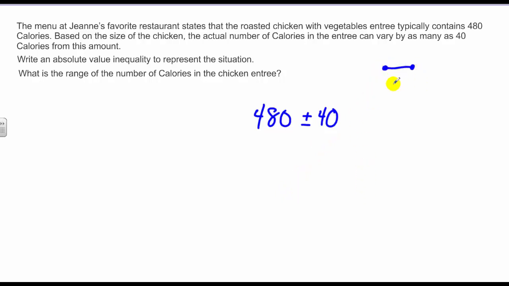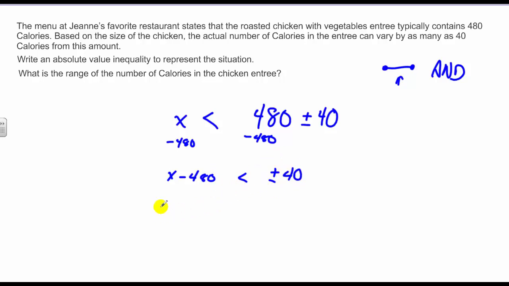And if I'm talking about in between, I'm talking about a graph that looks very similar to this one here, and that looks like an AND graph. So that will be, my value is in between those two. So that's a less than. Bring the 480 over by subtracting. We get x minus 480 is less than plus or minus 40. To get rid of the plus or minus, I throw in the absolute value. And there I have it.